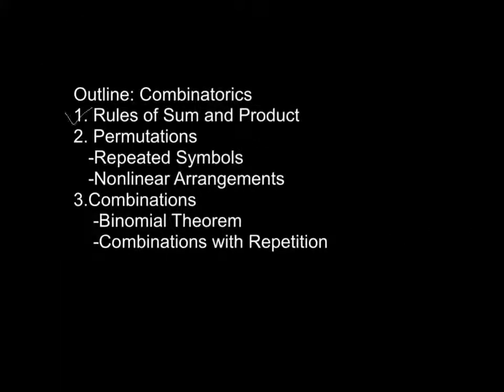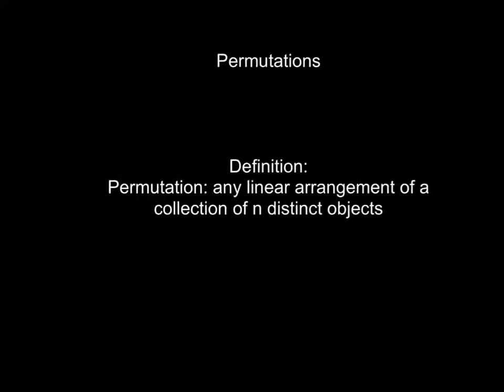So now we've talked about the rules of sum and product. So our next topic will be permutations. A permutation is any linear arrangement of a collection of n distinct objects. So the idea is that it's an arrangement where order matters. We'll start with linear arrangements and then later we'll do other circular arrangements. Also, we have n distinct objects. That'll be relaxed a little bit, but it is important to remember we're talking about arrangements of distinct objects.